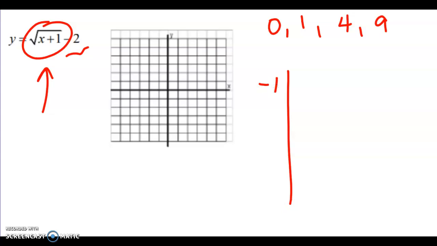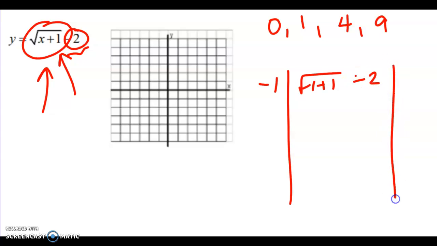Well, in this case, I can plug in a negative 1. That's going to give me my vertex, right? Because it's the opposite of this. And then imagine it might just be negative 2. Let's plug it in and see. So I've got the square root of negative 1 plus 1, which is 0, which is then minus 2, would be negative 2. So my first ordered pair is negative 1, negative 2, which is also my vertex, which is my first point. Negative 1, negative 2, plot that point.